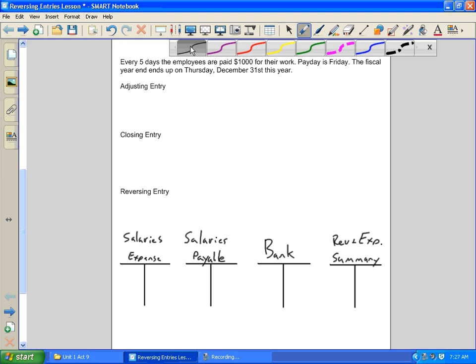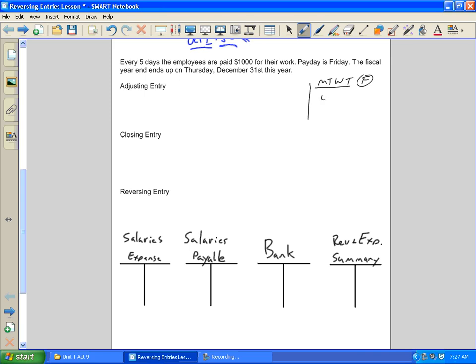Okay, so our adjusting entry is going to be pretty straightforward. If they get paid $1,000 every work week, they've worked Monday, Tuesday, Wednesday, Thursday, and Friday is the first day of the next fiscal year. So they're paid for these 4 days. We take 4 divided by 5, multiply it by 1,000, and we get 800 bucks. That should be pretty straightforward.